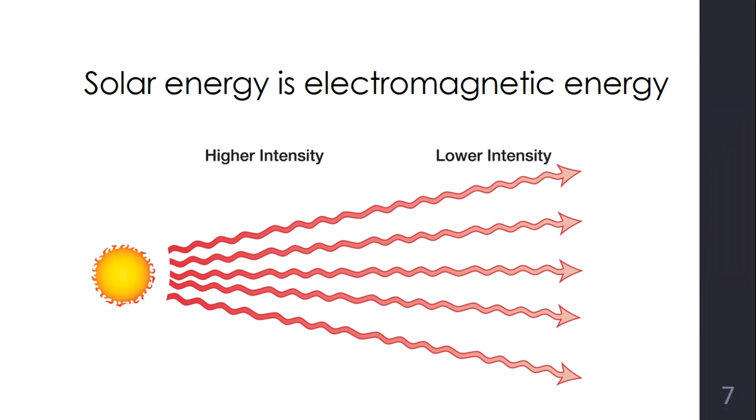So solar energy is electromagnetic energy, right? The closer you get to the sun, the higher it is in intensity. The farther away you get, the more it's diffused and the lower the intensity. But that solar energy coming from the sun is electromagnetic energy or electromagnetic radiation.